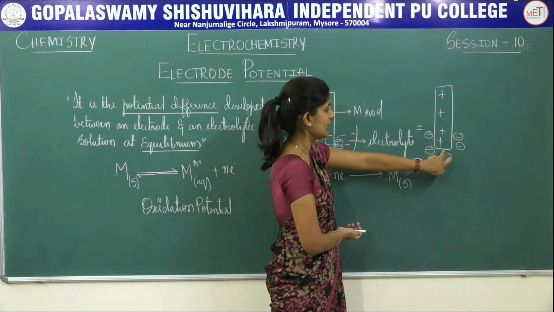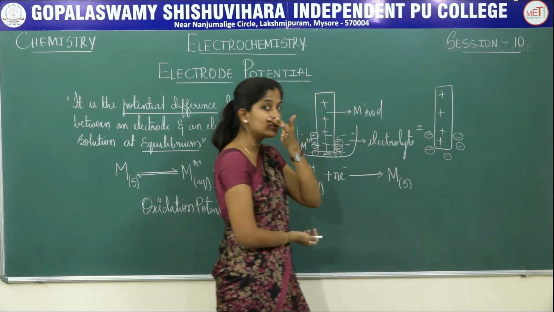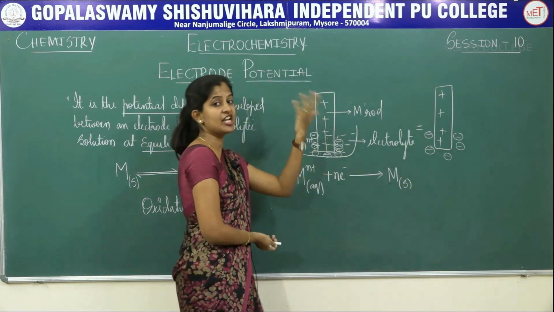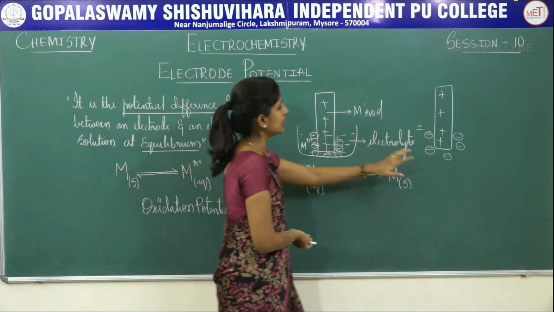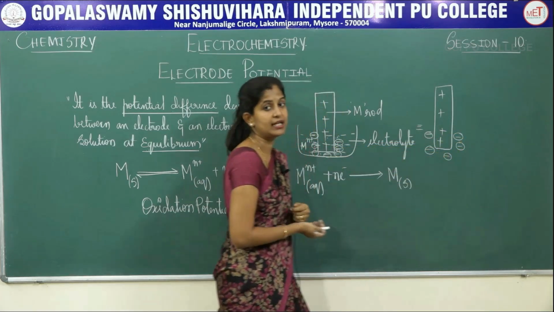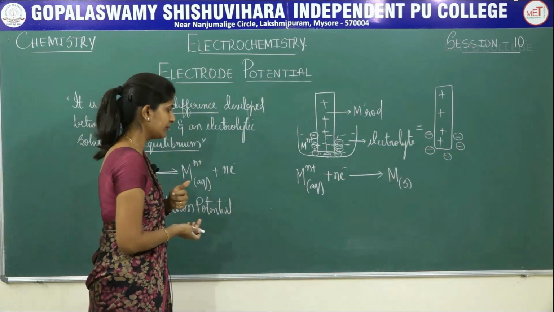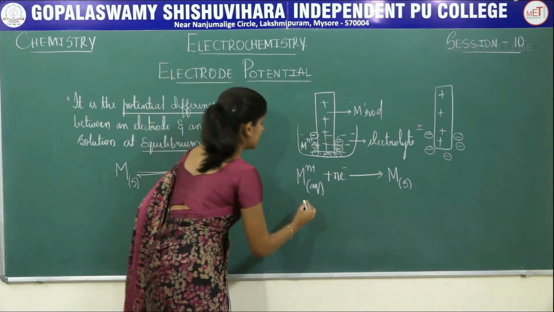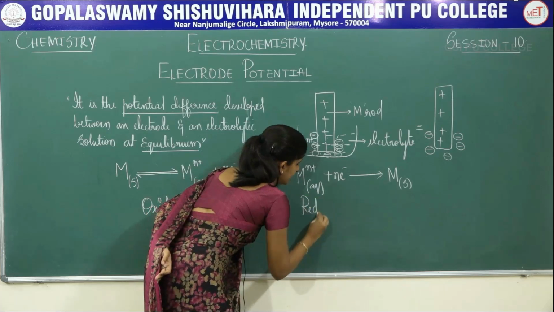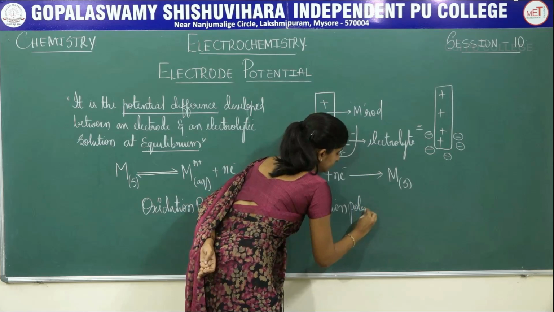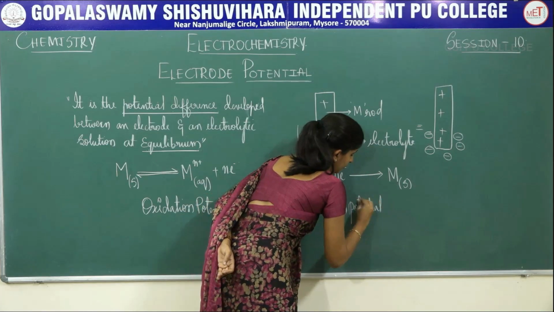So the rod looks like this now. It is positive because it has lost electrons. The negatively charged ions in the electrolytic solution have increased, so as a result, it becomes negatively charged. Again, a potential difference is developed, which is called your electrode potential. Here you can observe that reduction is happening, hence it is called reduction potential.